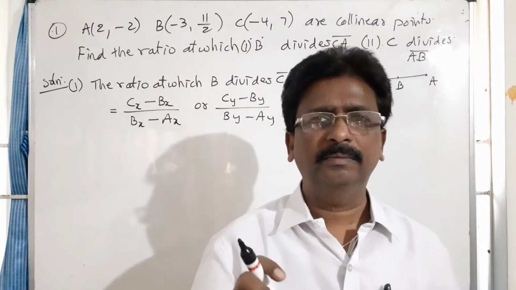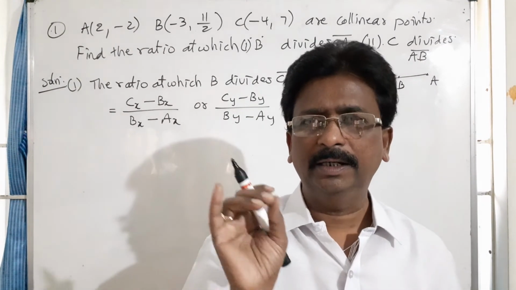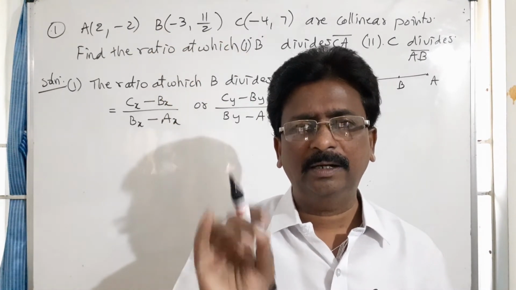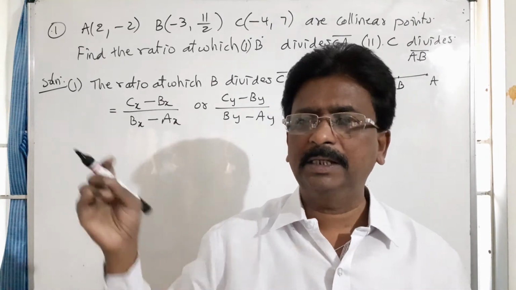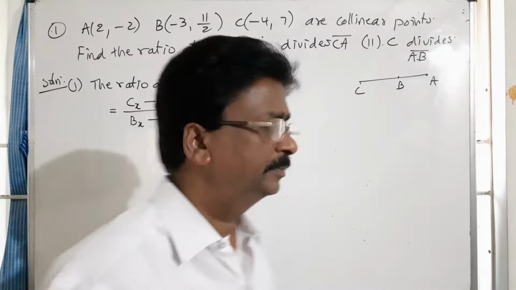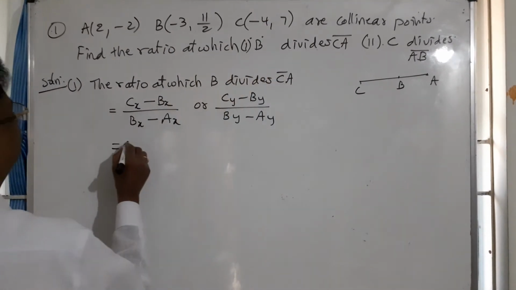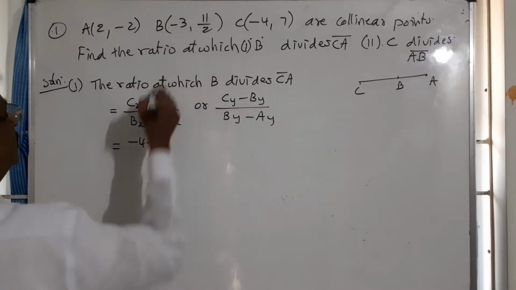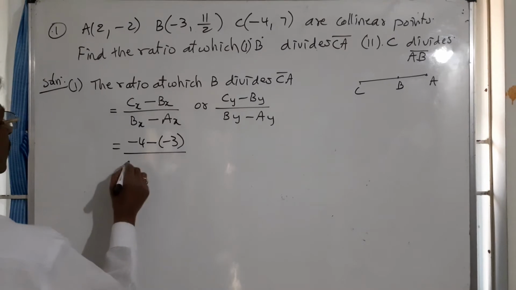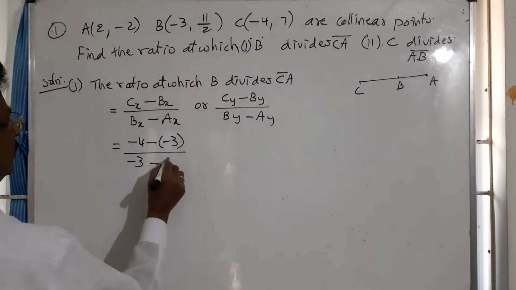The Cx, Bx, Ax represent their x coordinates. At the place of Cx, we have to write the x coordinate of C. At the place of Bx, we have to write the x coordinate of B. So I will write this here: Cx coordinate minus 4, minus Bx coordinate 3, divided by Bx coordinate 3 minus Ax coordinate 2.